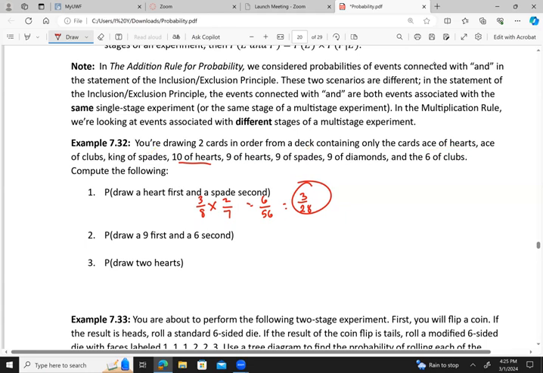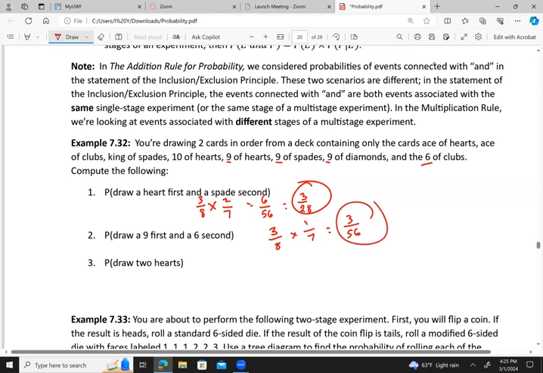Okay. Look at this next one here. What is the probability if we draw a 9 first? So there's 1, 2, 3 9s. The probability of drawing a 9 is 3 out of 8. And a 6 second. Now there's 1 6. And there's 7 cards left now. So we have 3 over 56.